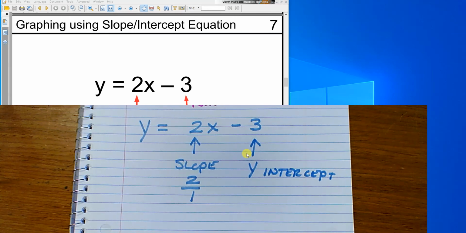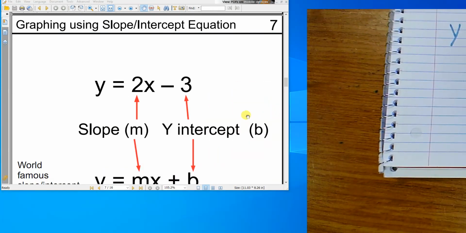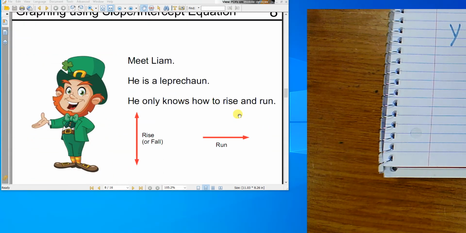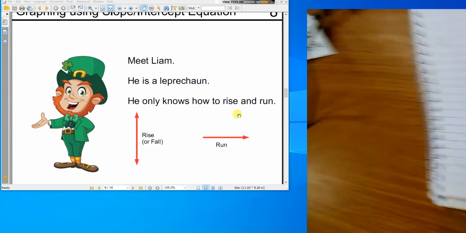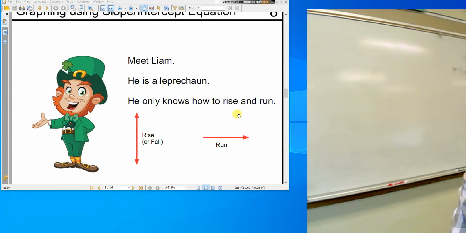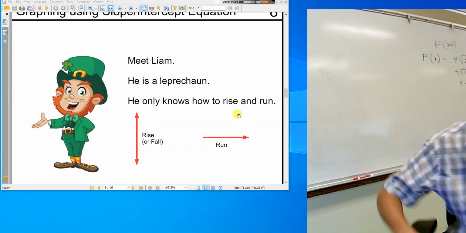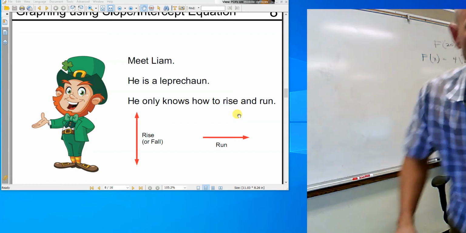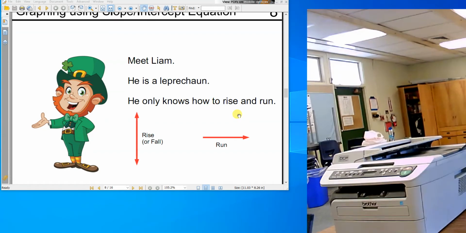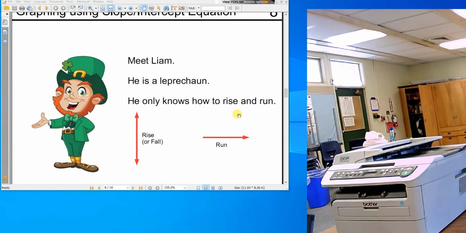And if I have those two things, I can graph the line. Or better yet, maybe I don't want to graph the line. That is okay, because here is Liam the leprechaun, and he is a line graphing machine. But the thing with Liam the leprechaun is he only knows how to run and rise. This is all he knows how to do all day long. That'll work, okay. This is all Liam knows how to do.